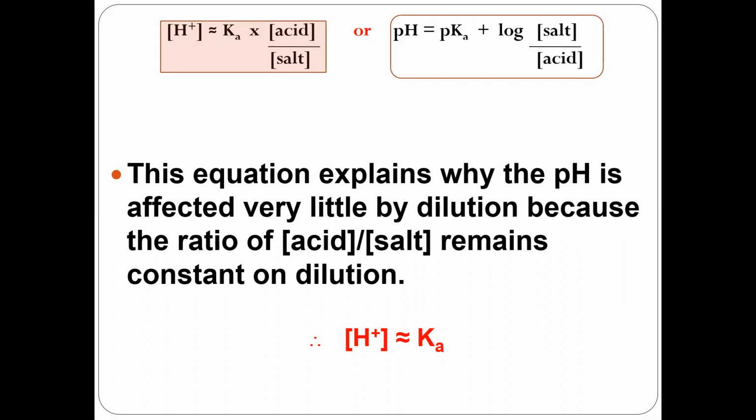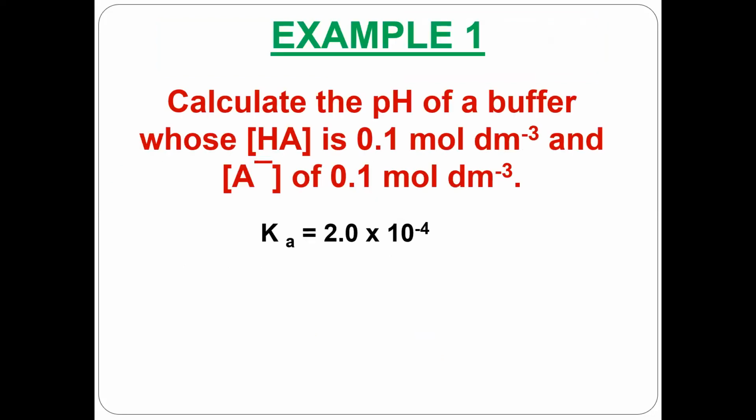So this equation is a mathematical equation, and we can write it in different formats. This equation explains why the pH is affected very little by dilution, because the ratio of acid to salt remains constant on dilution. So we take an example here.